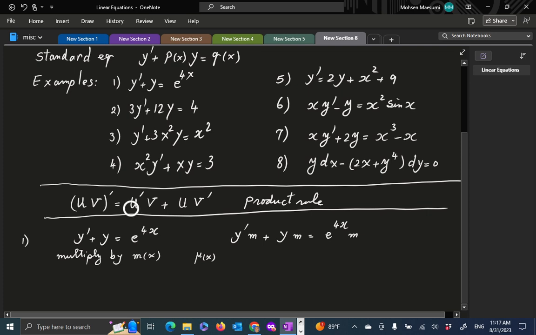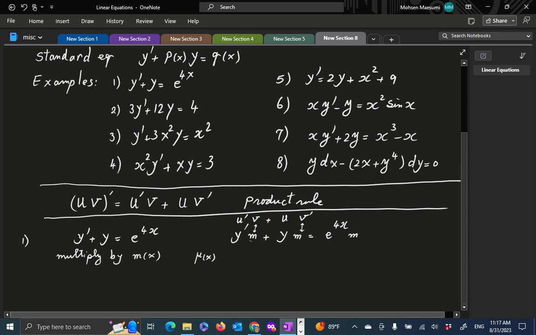Let me write the product rule right above this, and then you cross-check the terms of u prime v and then u v prime. So this m is playing the role of that v, and m again has to also be v prime. So we are looking for a peculiar function which has the property that this is the derivative of that.